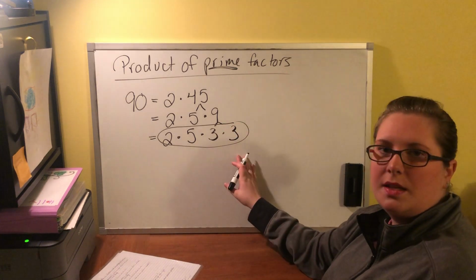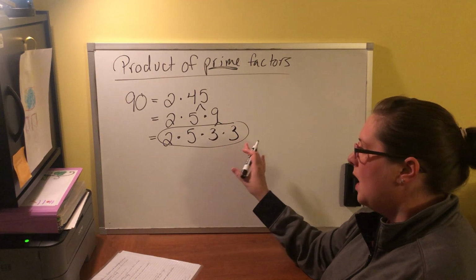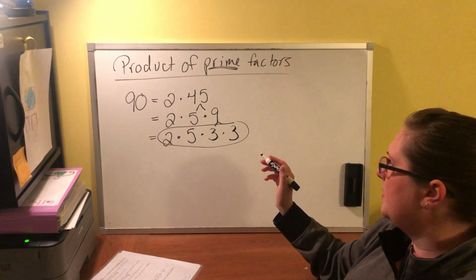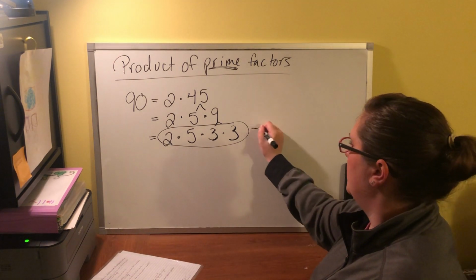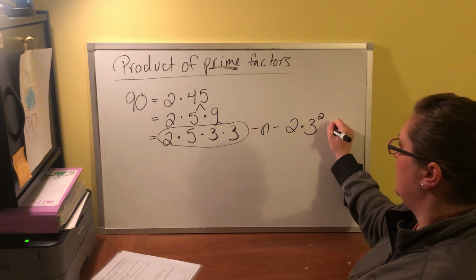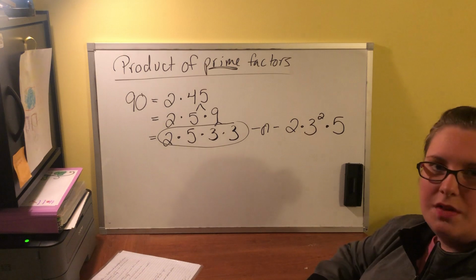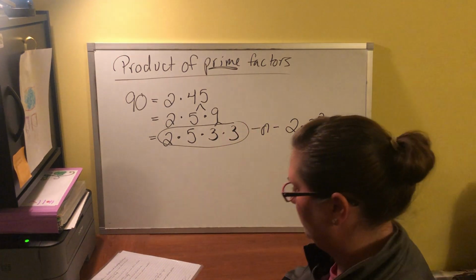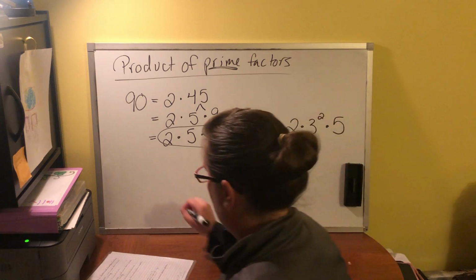Now you can leave it like this. That's fine by me. The book shows it as well by using exponents. That's fine by me also. So you could write your answer as 2 times 3 squared times 5. That's fine. Or like I said, you can leave it this way. It doesn't matter to me either way. It's the same thing. Okay, let's look at another one.